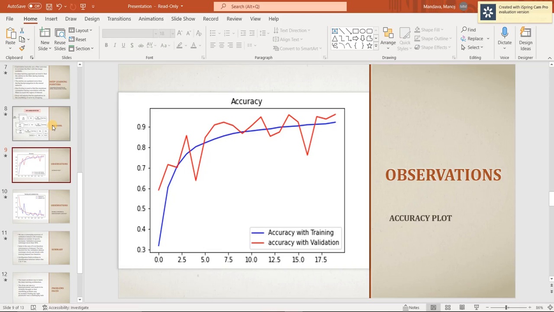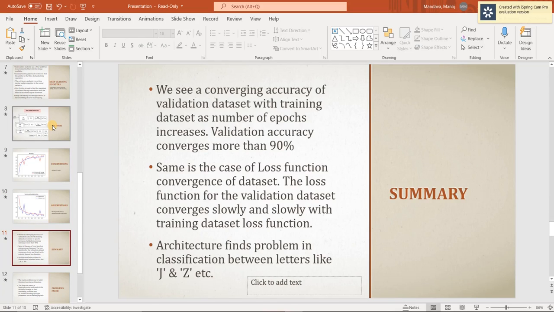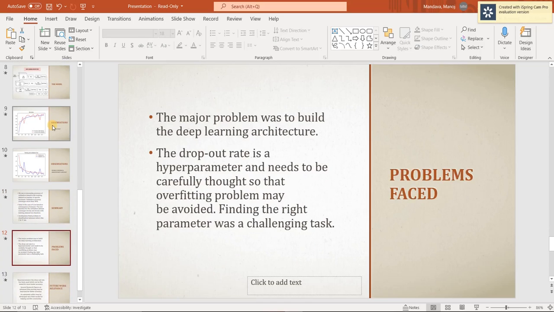Here we can see the observations, as we said, in the environment we set up. We can see converging accuracy of the validation dataset with the training dataset as the number of epochs increases, and validation accuracy converges to more than 90%. The same is the case for the loss function convergence. The loss function for the validation dataset converges slowly with the training dataset's loss function, where the architecture has problems in classification between letters like J and Z.